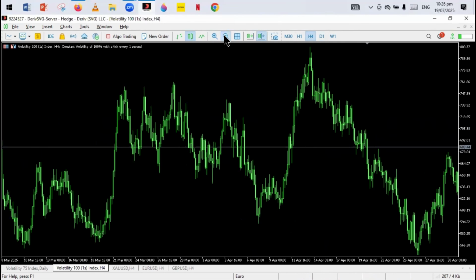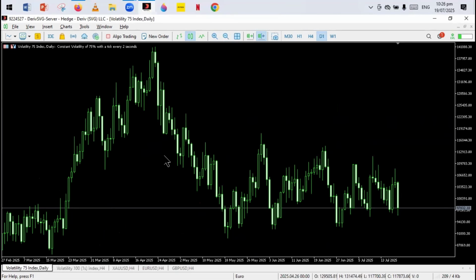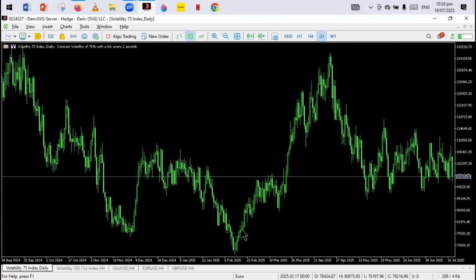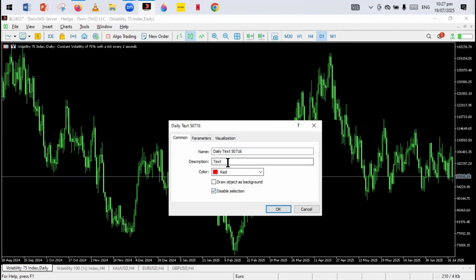And then if we go to the 4-hour, you can clearly see the sellers were in control. However, they could not maintain structures, and then the buyers broke structure. And then let's do the last one, which is volatility 75. So from here, we were selling. However, the sellers could not maintain structures. The buyers came into the market, and then they broke structure. So that is the change of character.